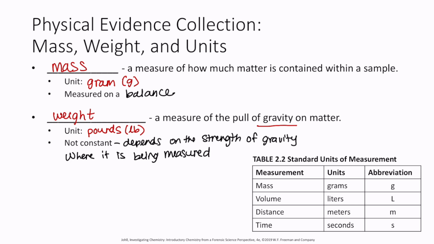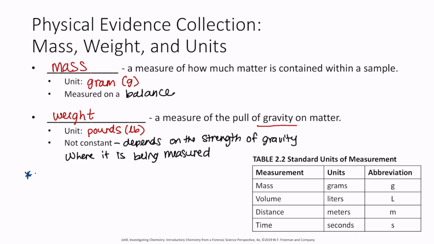So when you are getting the weight of something, you need to make sure that you are consistently at the same place if you're doing this for a scientific purpose. So in your lab, if you're getting the weight of something, you want to make sure you use the same scale every single time in the same area, so you don't introduce unnecessary error. Now, all of these are measurements. Both mass and weight are measurements.